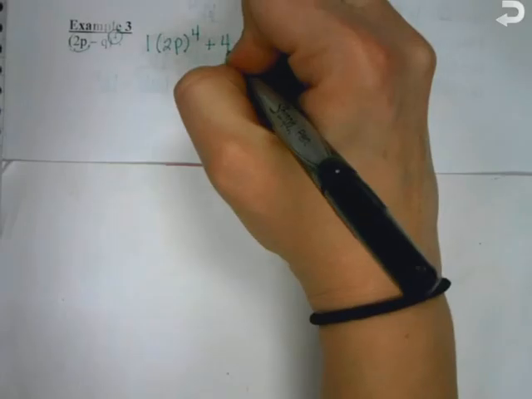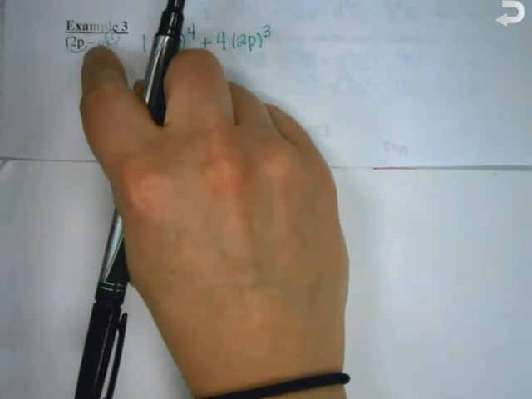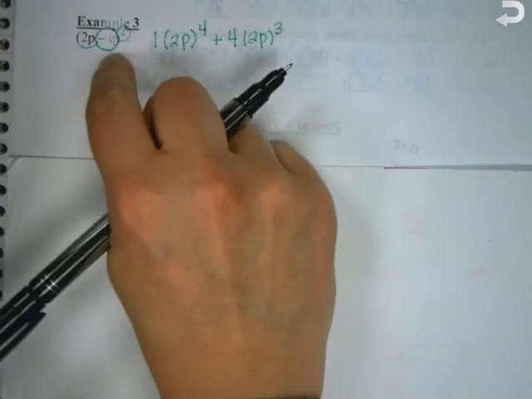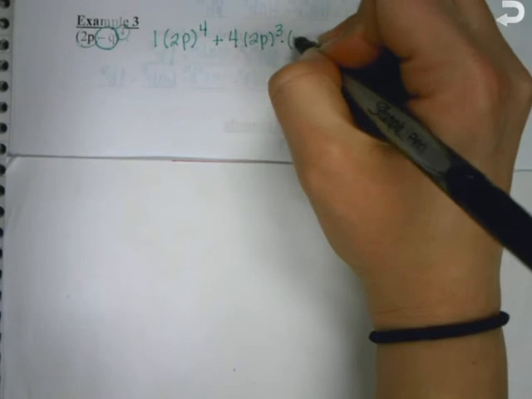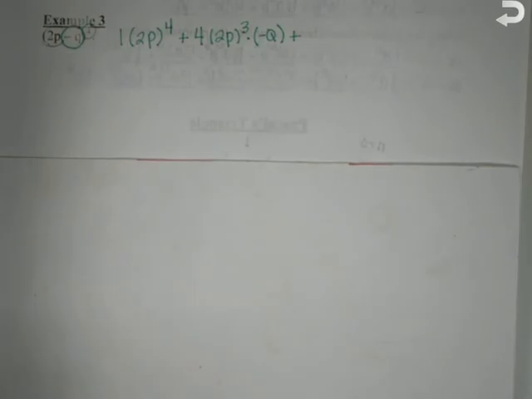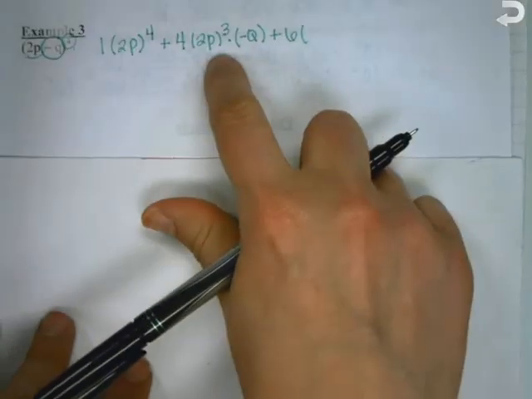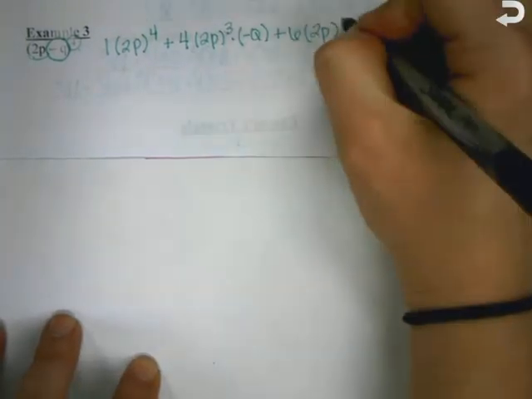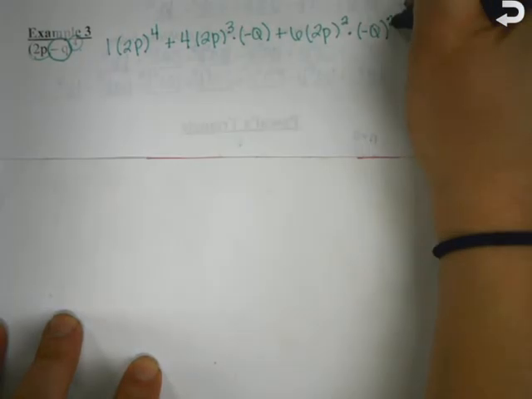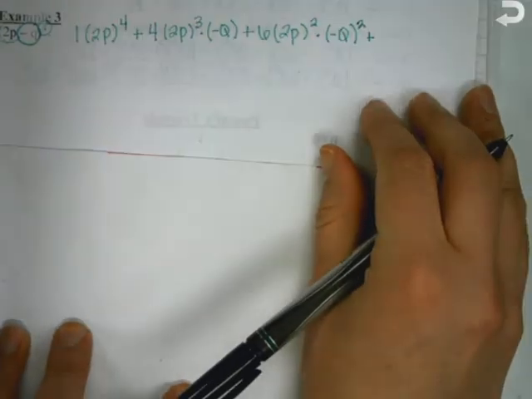And negative q. There's a negative attached to my q, so I have to attach it to q and keep it with it the whole time. So that's going to be times negative q to the 1st power, right? Plus, in Pascal's triangle, the next coefficient is what? 1, 4, 6. So plus 6. My A term, which is 2p, to the what power? To the 2nd, times negative q to the 2nd. Raise the 1 to, add 1 to that exponent. Plus, the next coefficient is 4 times 2p to the 1st, times negative q to the 3rd, plus last one, negative q to the 4th.